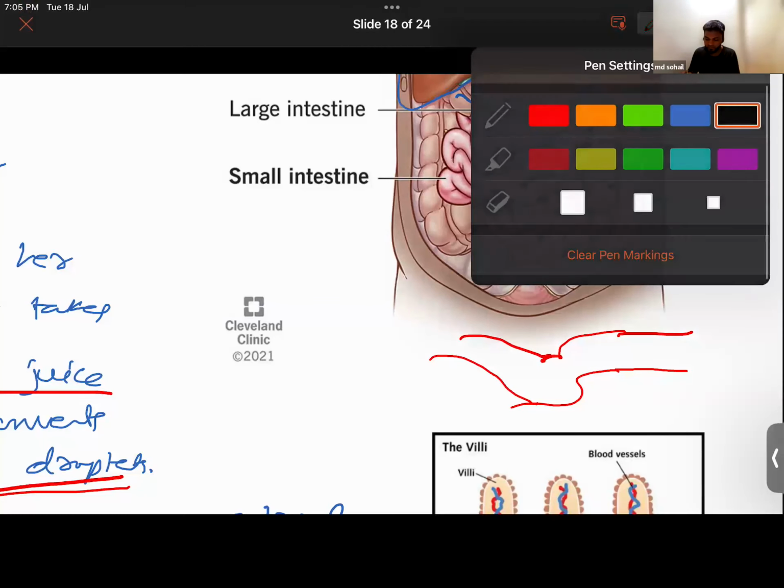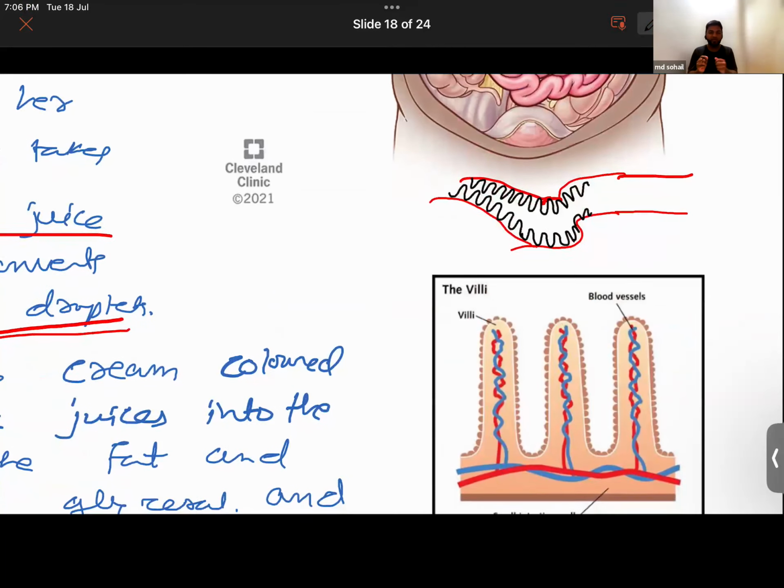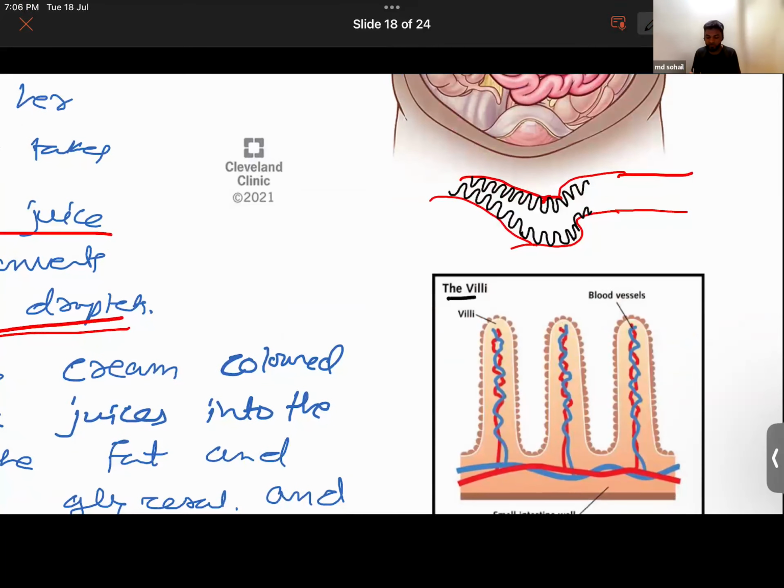In the inner lining of the small intestine, you will see there are finger-like structures. There are millions of finger-like structures inside the wall of the small intestine. These finger-like structures are called villi. So villi, you will see, are rich in blood vessels.